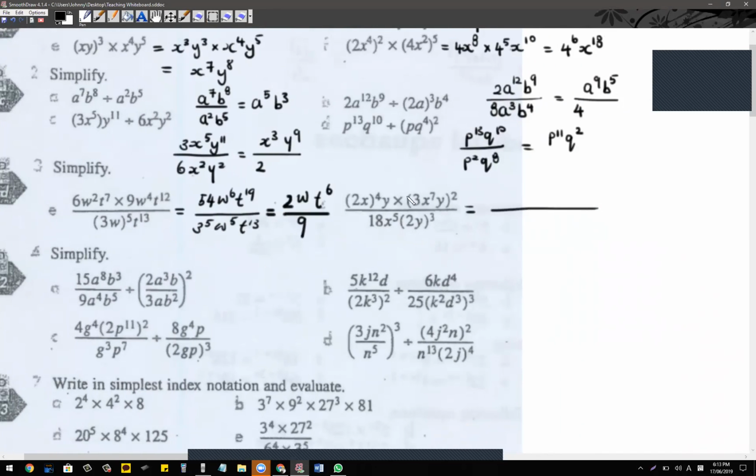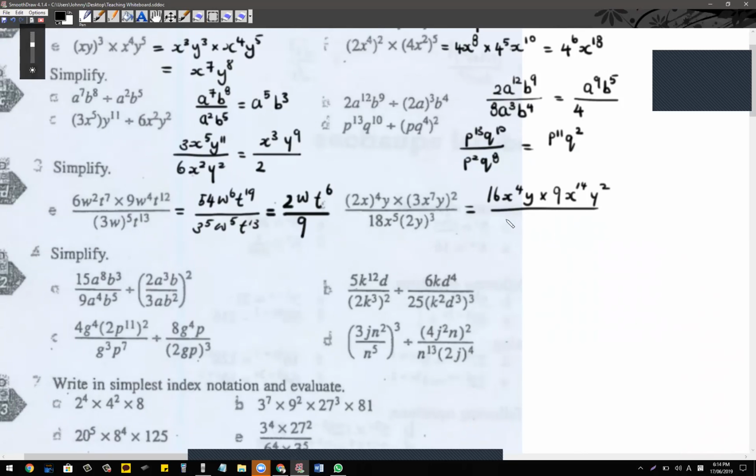Moving on to the next one. That's 16, I'm going to just leave it as 2 to the power 4. But I think 16 is simple enough. So 16 x to the power 4 y times by 9. This one is x to the power 14, right? And then y square. Okay.